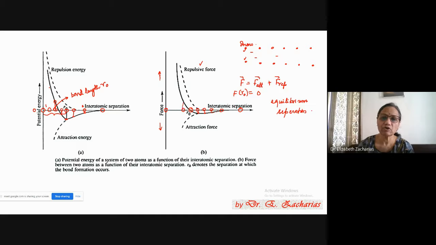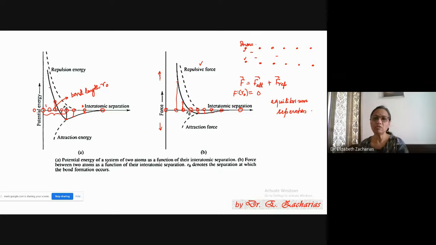Repulsive forces are always positive. This will be the repulsive force. If you try to get it closer, the repulsive force becomes really large. But at the equilibrium position, the repulsive force and the attractive force balance, and that is where a bond is formed. So basically, we have discussed the potential energy versus interatomic distance, then electrostatic force versus interatomic distance.